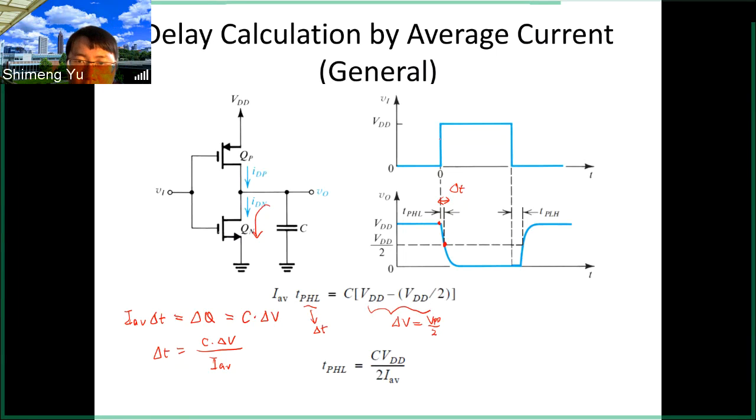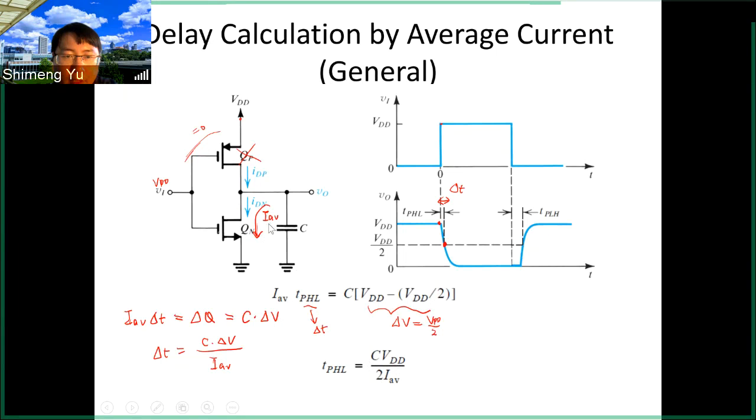This is because the input is now VDD, right? The input is VDD. Then for the PMOS here, the VGS is 0, so the PMOS is off. NMOS is turned on, and NMOS is discharging. So the current flowing through the NMOS on average is this I average here. So we want to get this average current from the NMOS, and then we can calculate the delay using this equation.